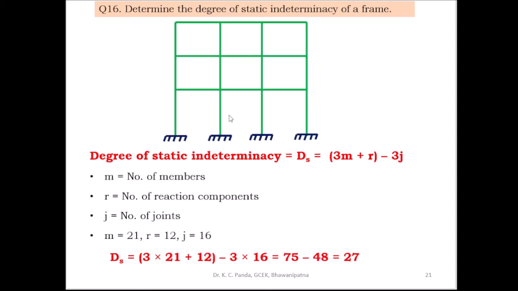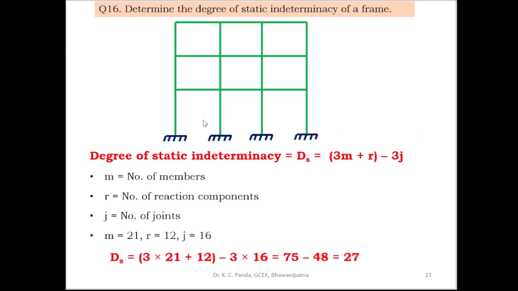Then coming to another example. Here, find the degree of static indeterminacy using this formula. So this is a closed figure. Here this is the frame, but here these are closed loops. These are the closed loops. So first find the degree of static indeterminacy using this formula.